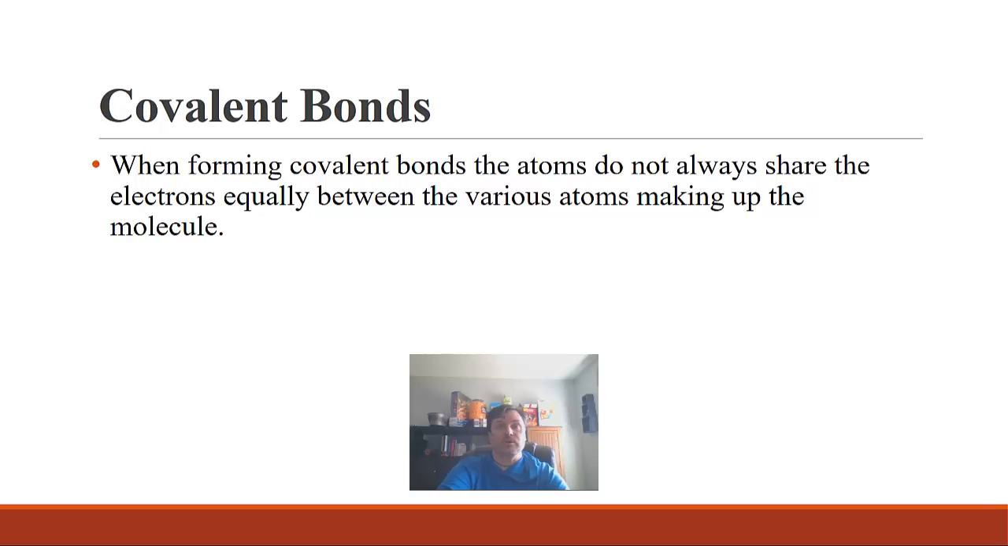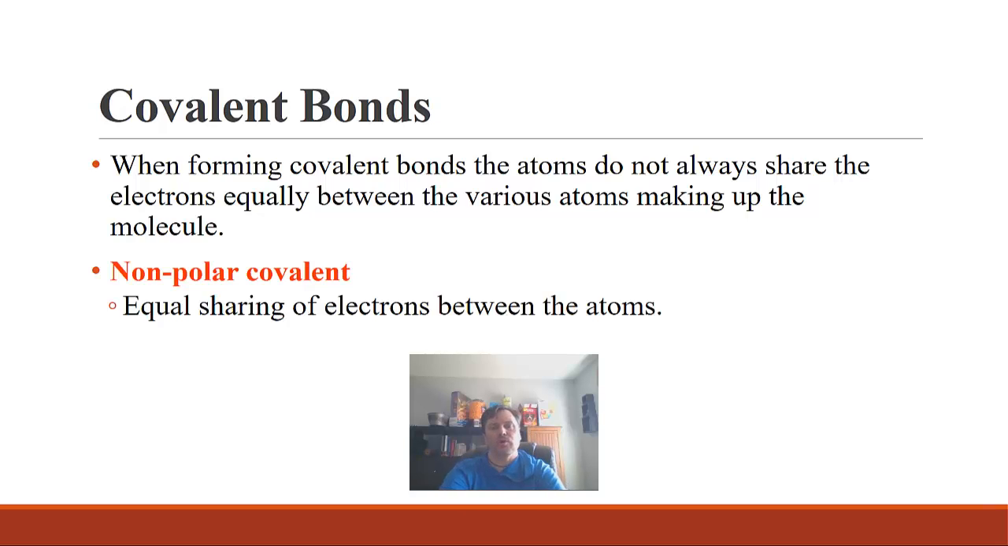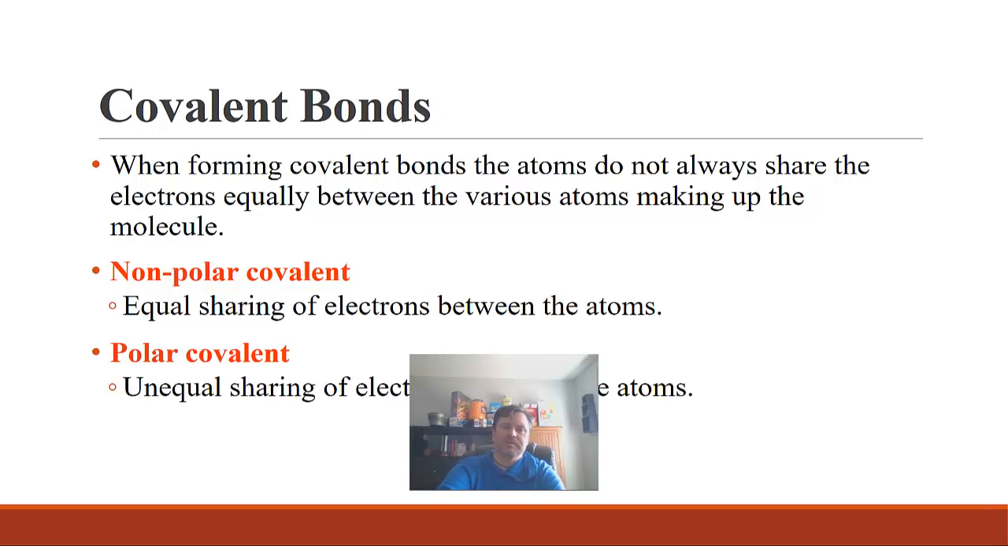Some do share equally, and when they do share those electrons equally, we say they're non-polar covalent, meaning that the electrons are shared equally between them. Now, sometimes they don't share equally, and we call that polar covalent. We talked about this last year. So polar covalent is an unequal sharing of electrons between the atoms. One atom tends to hog the electrons on its side more than the other. Kind of think of it as like a tug of war, right? The stronger atom is going to pull the electrons to it, leaving the other atom kind of short on electrons.